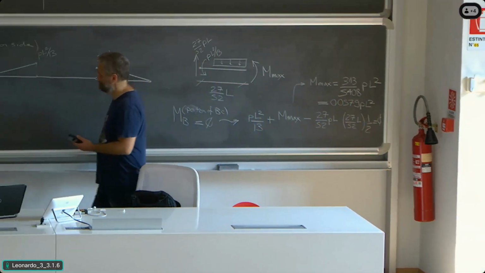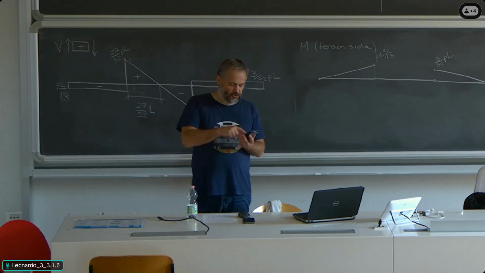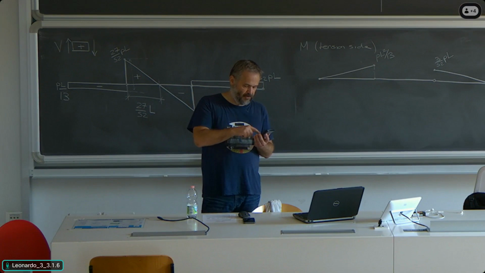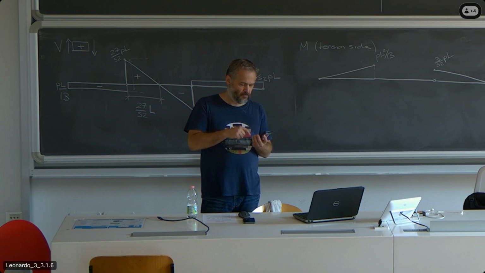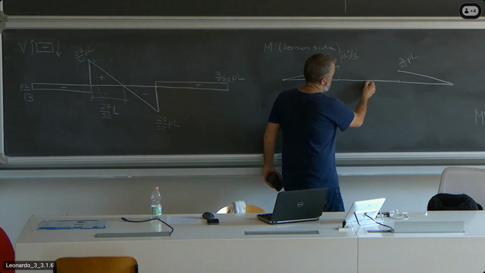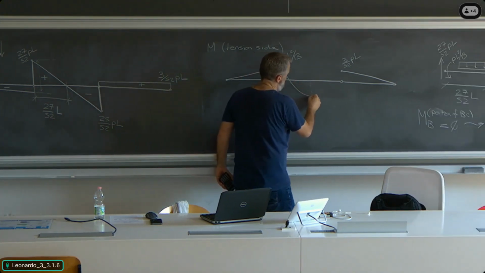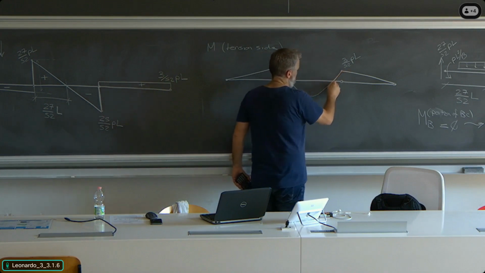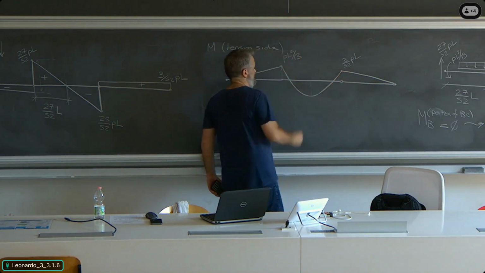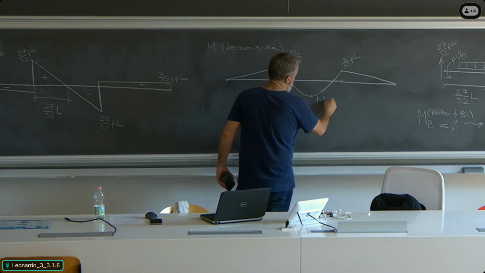Okay? How is this in relation to the first bending moment at the first point? It's slightly smaller, so this point will have something like this and like this. Okay? Here the value which you have is the maximum bending moment.